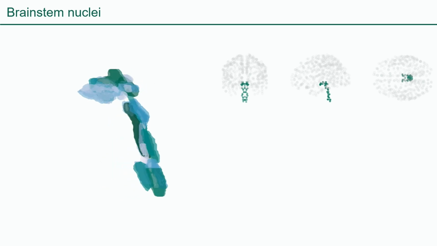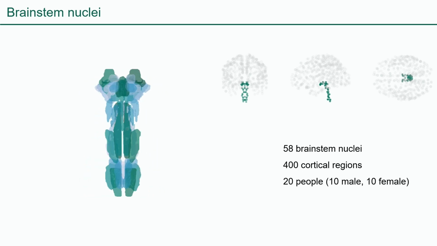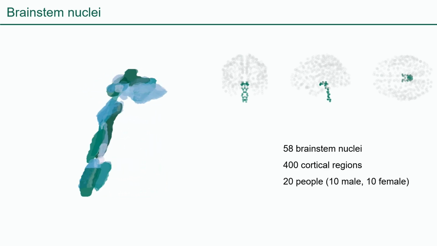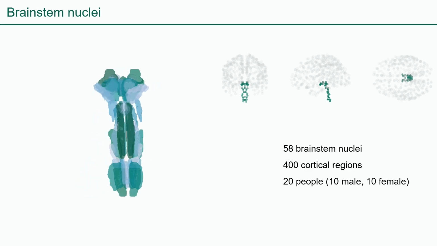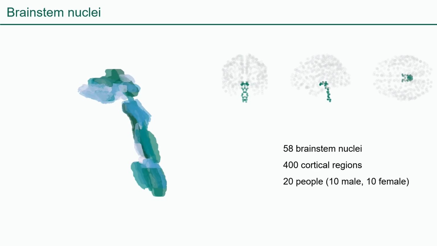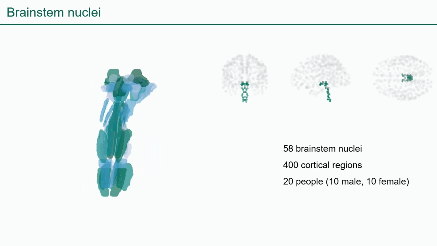So this is a coronal section, a sagittal section, and an axial section. It's, again, 58 nuclei. I'm looking at 400 cortical regions, but I will be replicating all of this in, I think, a sample of 200 or maybe 100 cortical regions. And it's a pretty small subset of people. It's only 20 people, because, of course, this is a really detailed, specific data set for the brainstem. But a lot of this also replicates to other data sets.